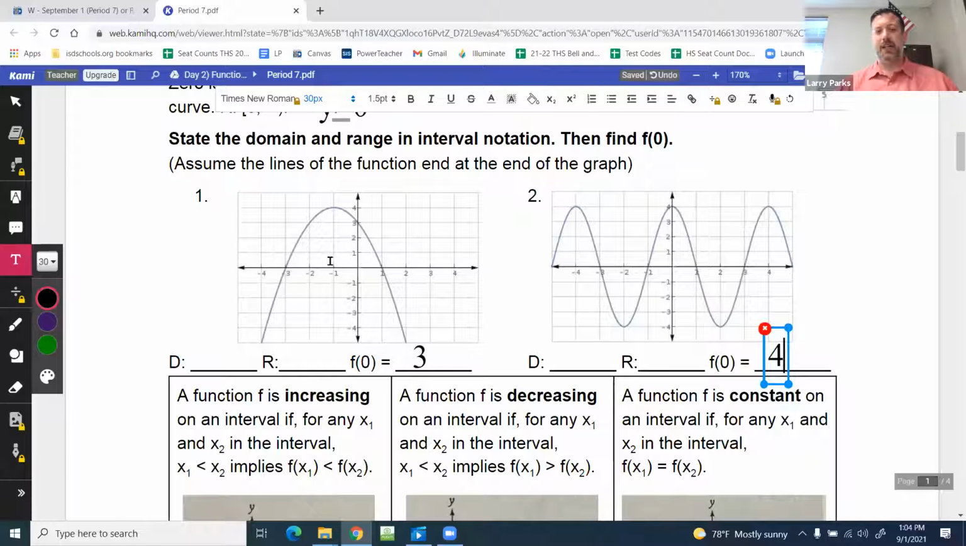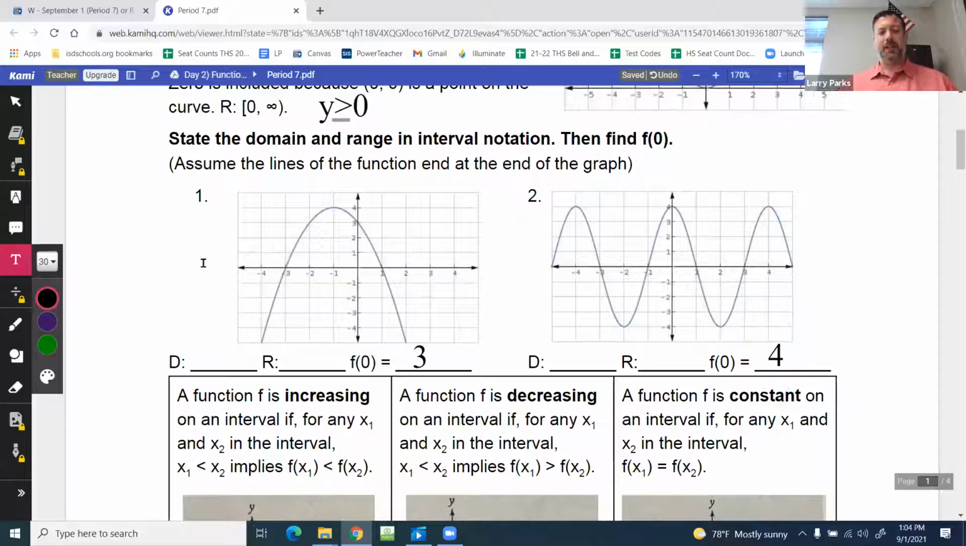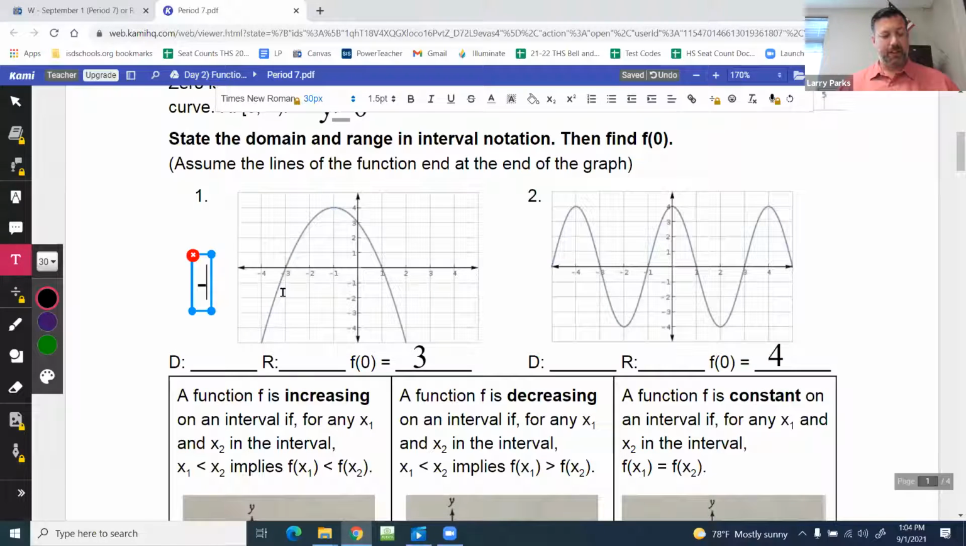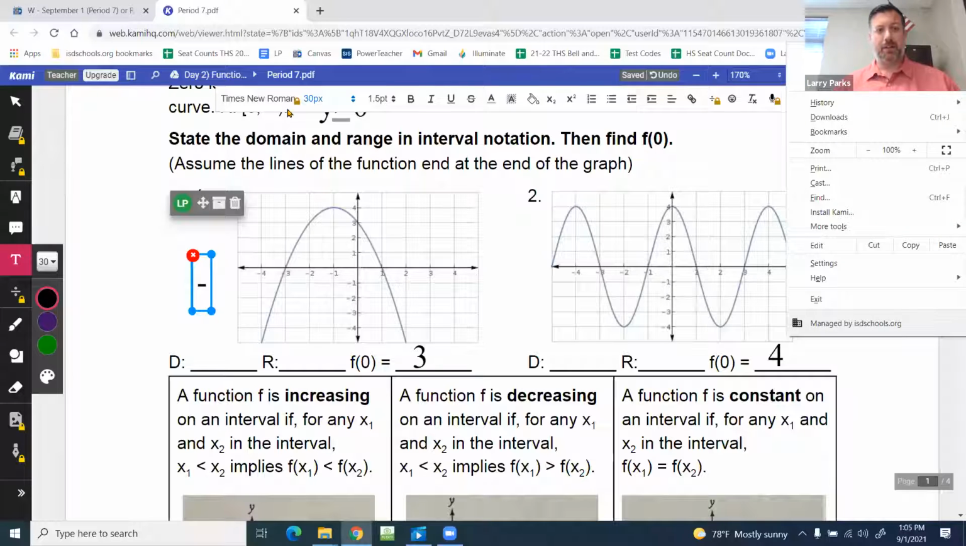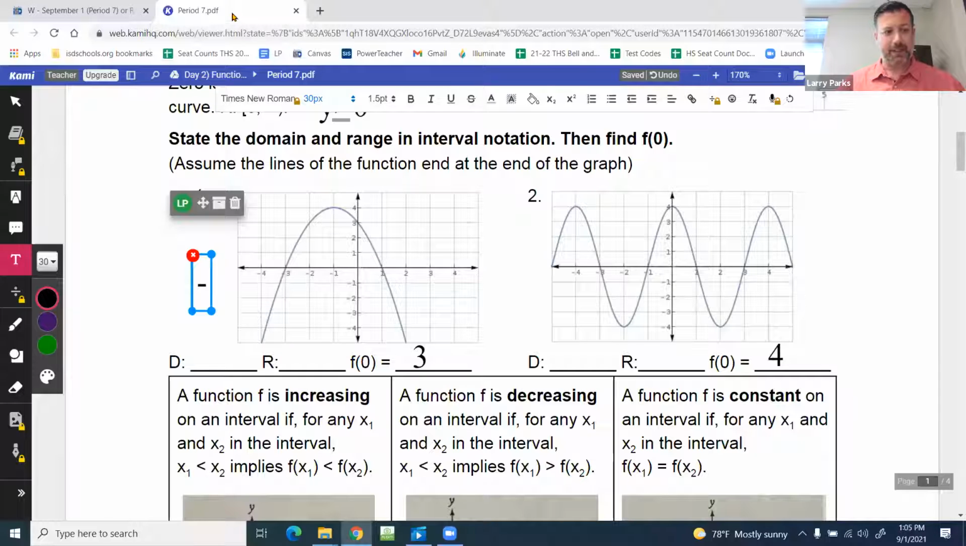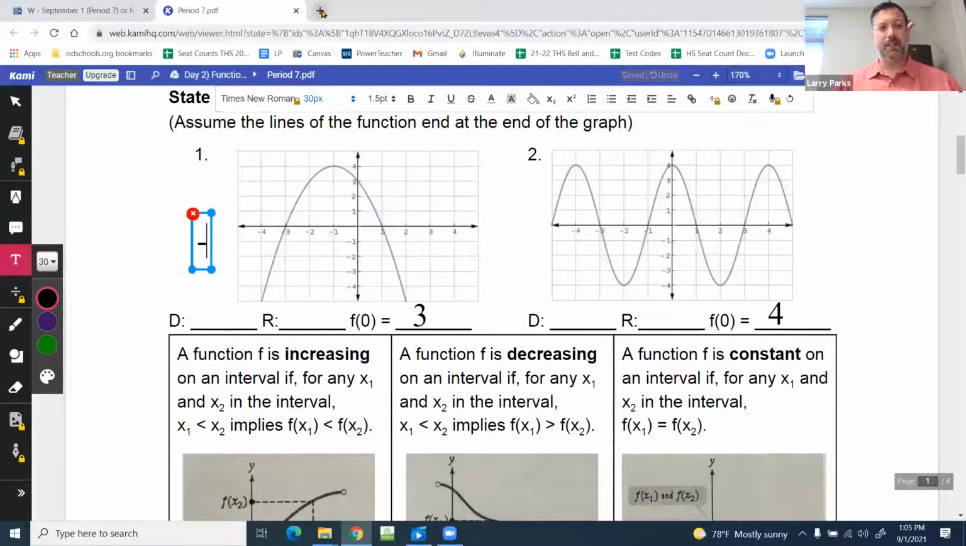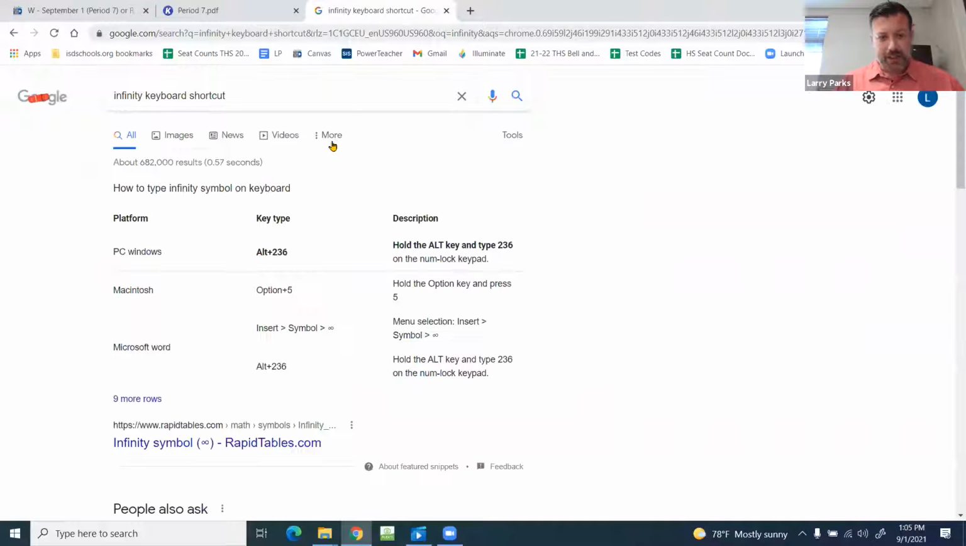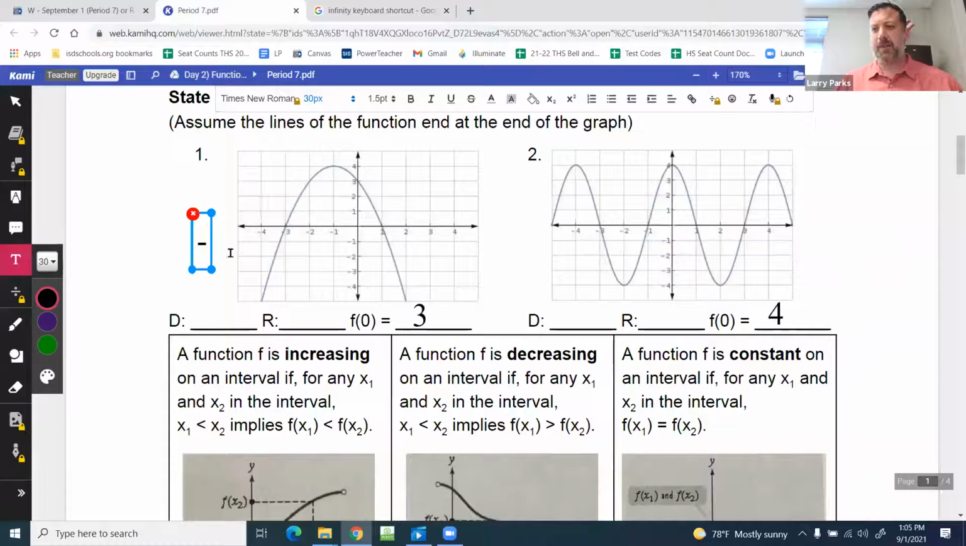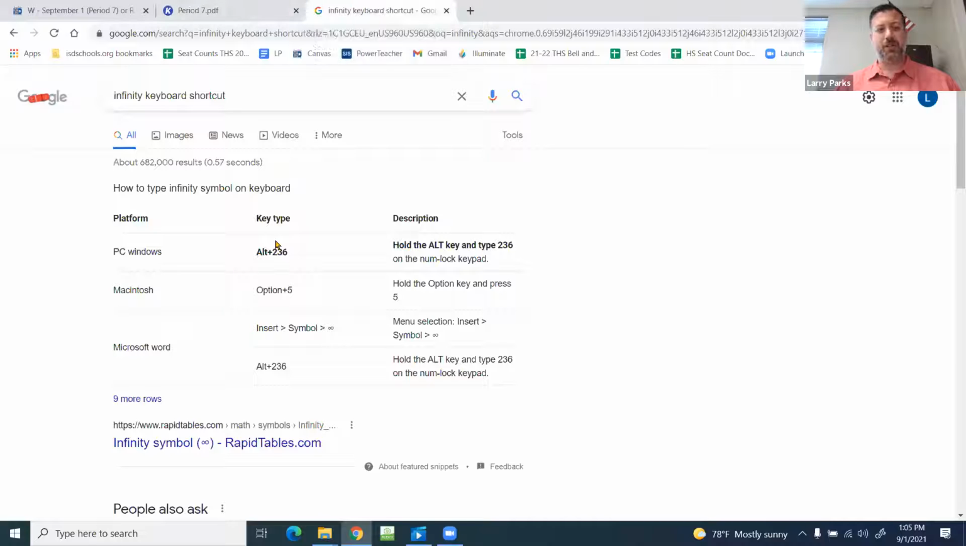Now, when you're doing this, we're going to read left to right, and it's important to remember that we call all the way to the left as negative. I was trying to put in infinity. Oh, that didn't work. I can't remember how to do the keyboard shortcut. I had it a second ago. Infinity keyboard shortcut, Alt 236. You don't have a number pad on your Chromebook, so it won't work. There we go. Unfortunately, you can't do that, but if you have a number key, you could do shortcuts.